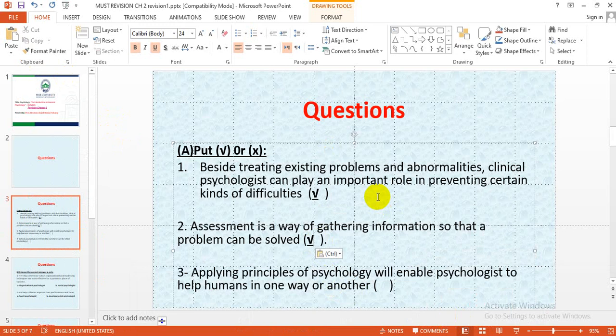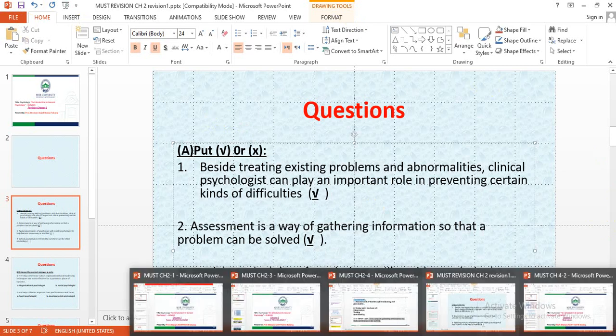Applying the principles of psychology will enable psychologists to help humans in one way or another. Really, applying the principles of psychology will enable psychologists to help humans in different settings, such as clinical setting, industrial setting, educational setting, military organizations, and so on. Yes, sure, our answer is correct. But let us check the slide that talks about that.